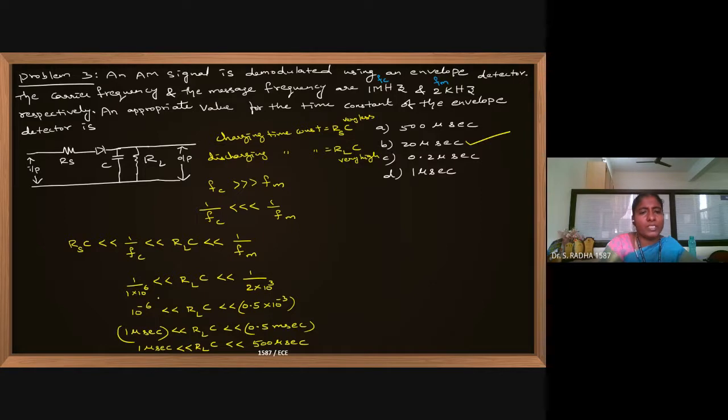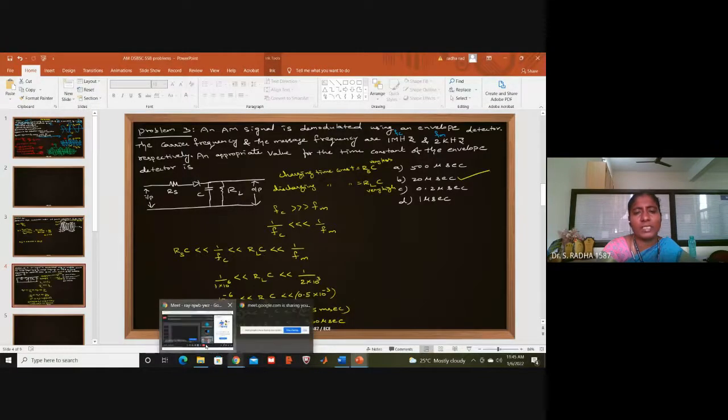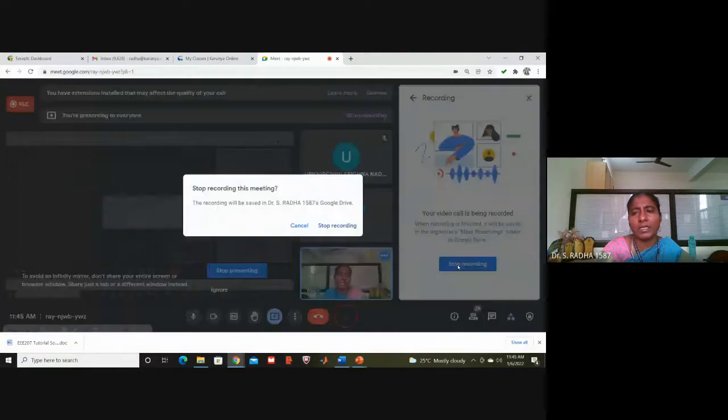Based on the inequality, it is strictly less than; less than or equal to is not present. So we have to take a value from the given options between 1 microsecond and 500 microseconds, and 20 microseconds tallies with the answer.